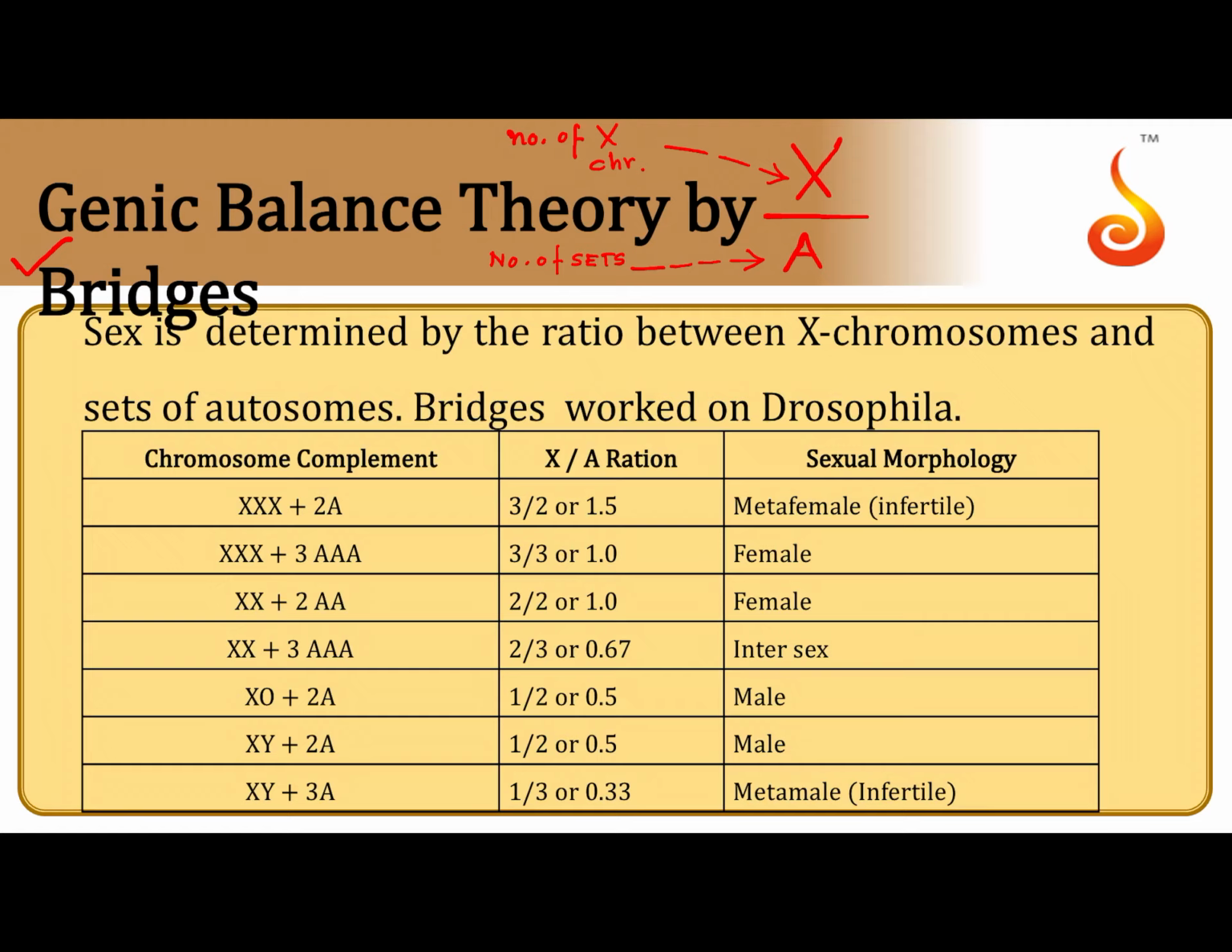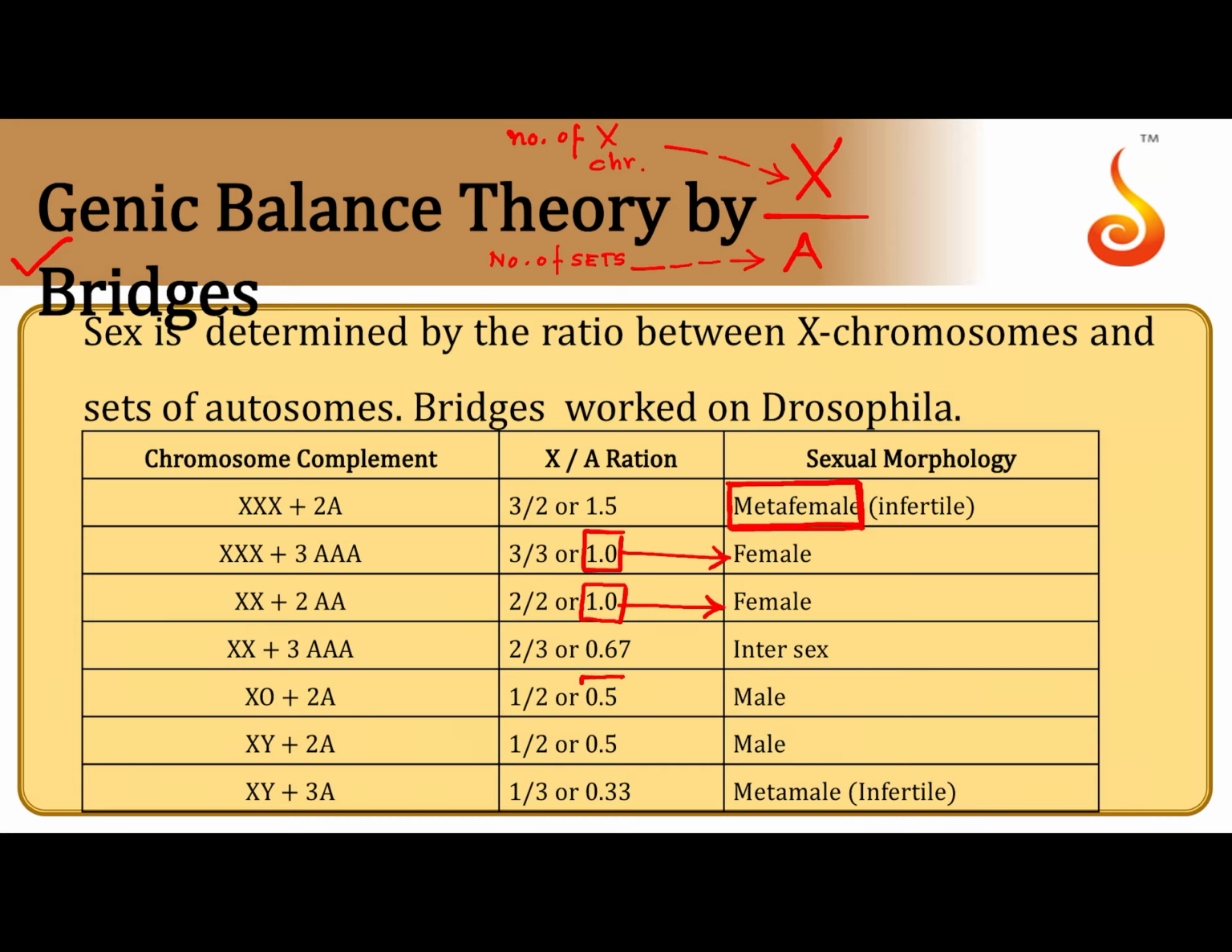If the X by A ratio is 1 or greater than 1, it will be a female. All of you notice here, if the X by A ratio is exactly 1, it will be a female. And if it is greater than 1, it will be a female who is referred to as a meta-female. A meta-female will be an infertile female in this particular case.